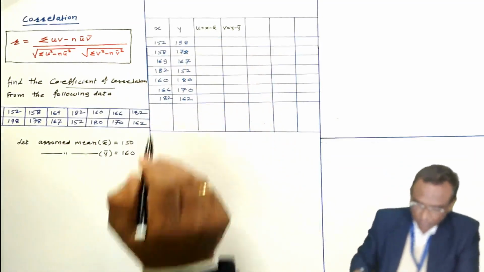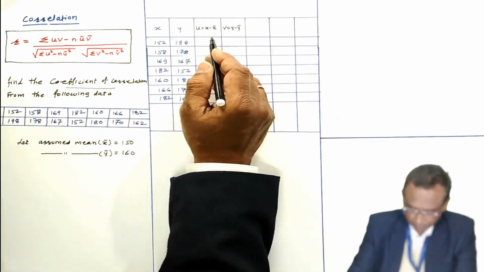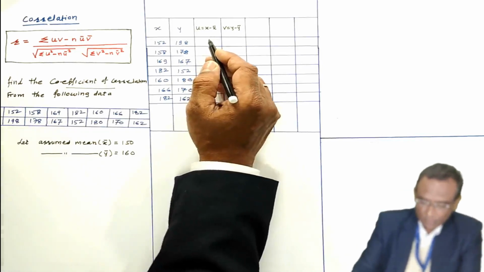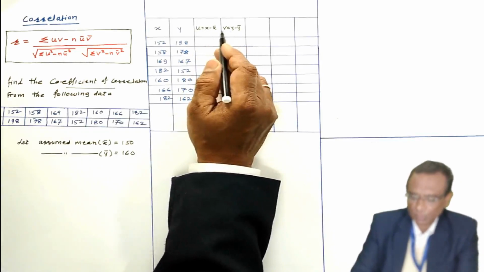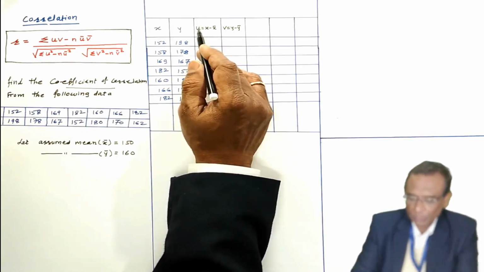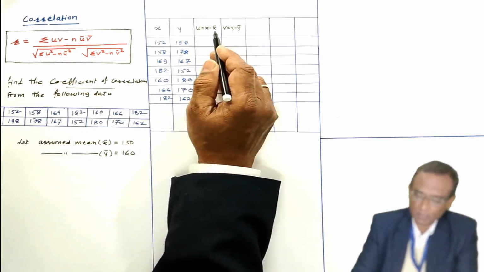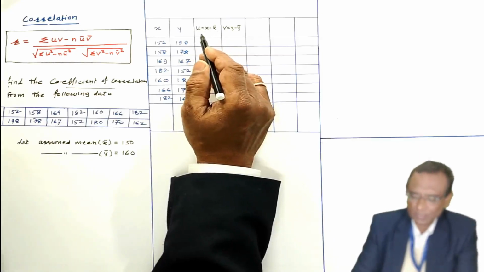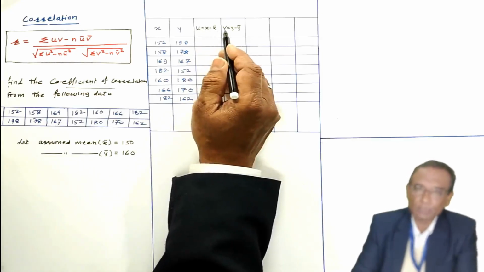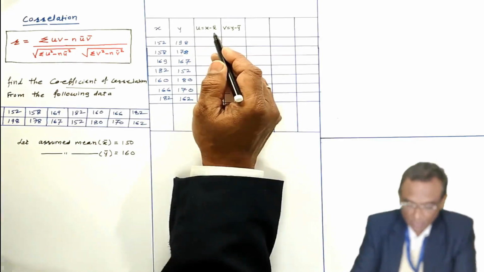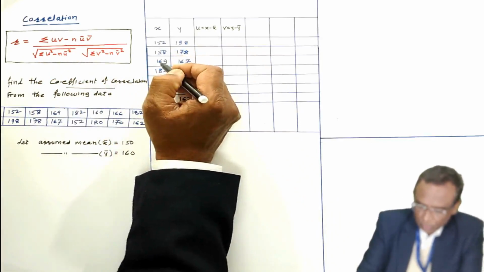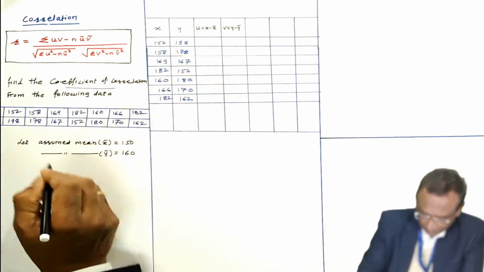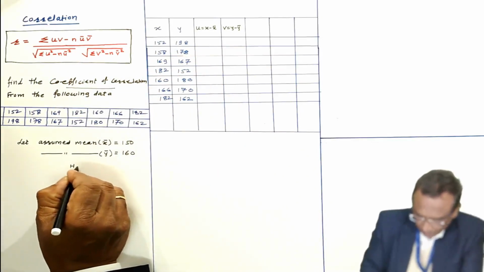Now, we are going to calculate x minus x bar and y minus y bar: u is x minus the assumed mean, v is y minus the assumed mean. In the previous problem I used capital X and capital Y instead of u and v. To differentiate, I have used u and v here, but you may use capital X and capital Y also. In this formula n is there, the number of entries: 1, 2, 3, 4, 5, 6, 7. So here n is 7.